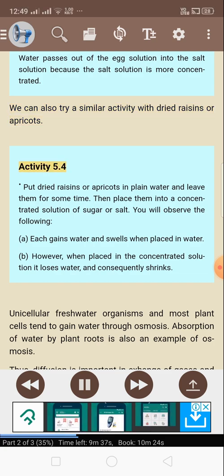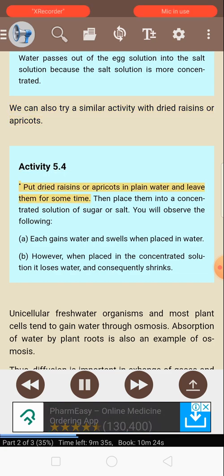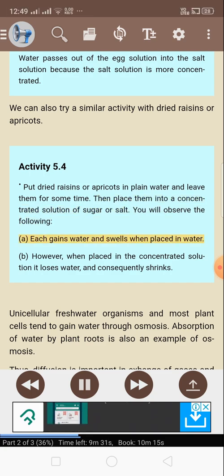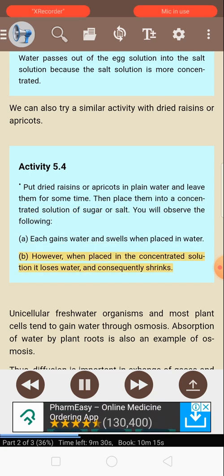Activity 5.4. Put dried raisins or apricots in plain water and leave them for some time. Then place them into a concentrated solution of sugar or salt. You will observe the following. A. A raisin gains water and swells when placed in water. B. However, when placed in a concentrated solution, it loses water and consequently shrinks.